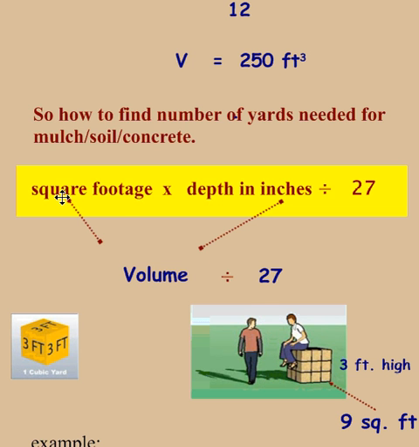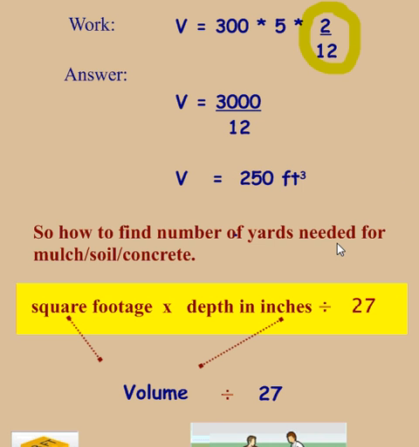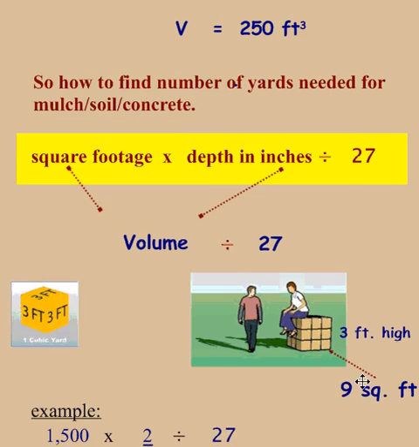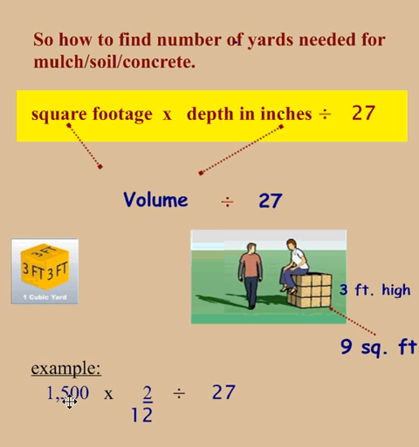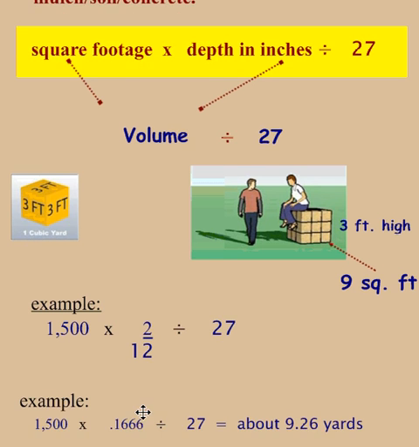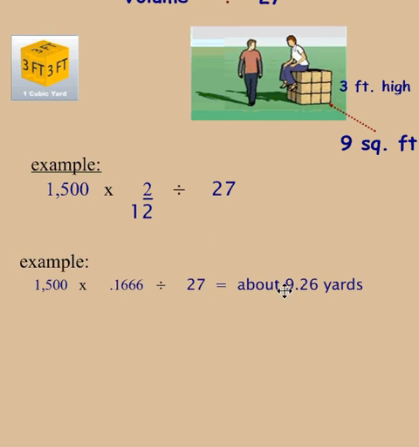So here's a formula. You take your square footage times your depth in inches divided by 27. Now we did that. The only thing that we did not do is 27. And you're asking yourself, why 27? Notice there's 27 cubes here that are a foot by foot, so that's 27 cubic feet is equal to 1 cubic yard. So up here, we did this earlier. We did 1,500 times 2 divided by 12. We got 250. Now, once we divide this by 27, we're going to get an order of around 9 yards.